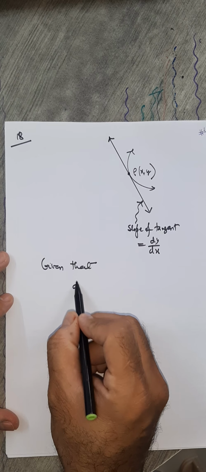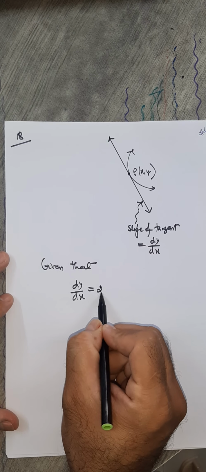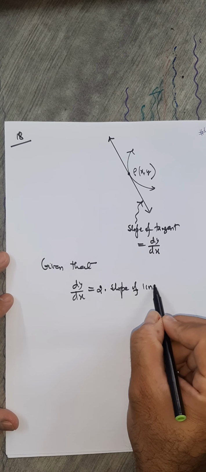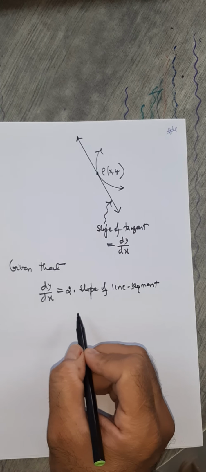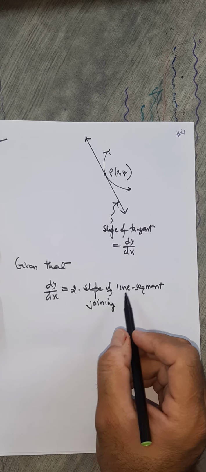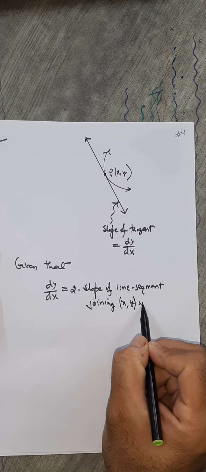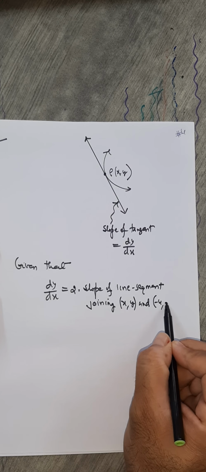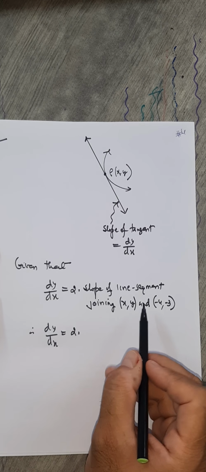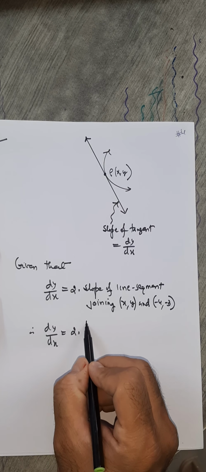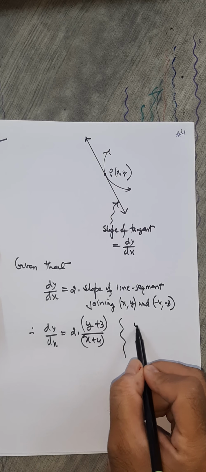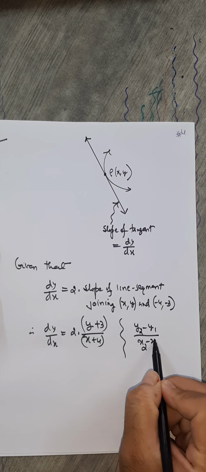The slope of the tangent, that is dy by dx, equals twice the slope of the line segment joining the point of contact, that is x comma y, and minus 4 comma minus 3. Now you recall 11th standard geometry. How do you find the slope of the line segment joining these two? y2 minus y1 upon x2 minus x1. So it is y plus 3 upon x plus 4. You know it. This is a slope.